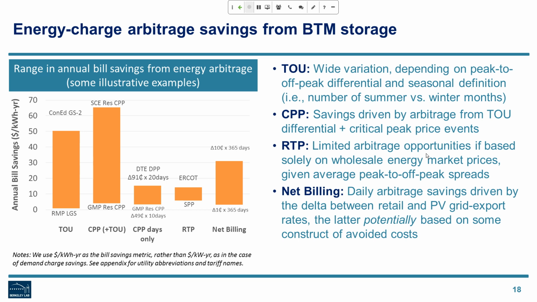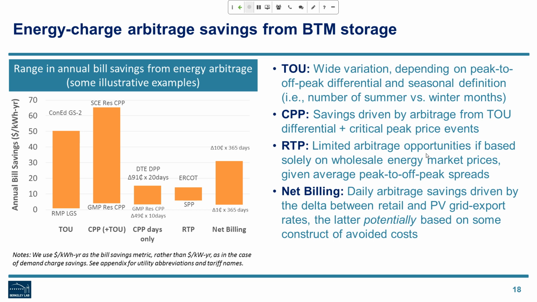We're going to be comparing both the energy charge arbitrage with the demand charge savings in one of our grand finale results slides. Again, for each of the rate design types, we consider a range of rate definitions from current utility rates. For the time of use bar, for example, we're looking at a large variation in the annual bill savings, depending on how these time of use periods and peaks are defined.